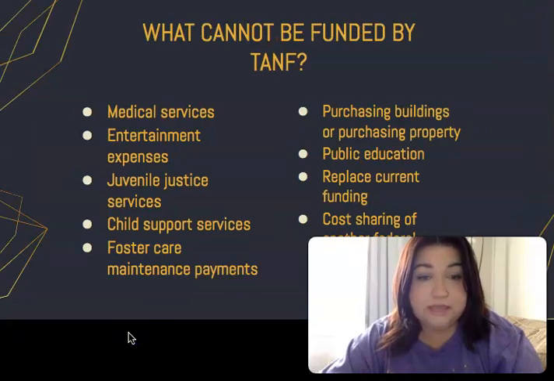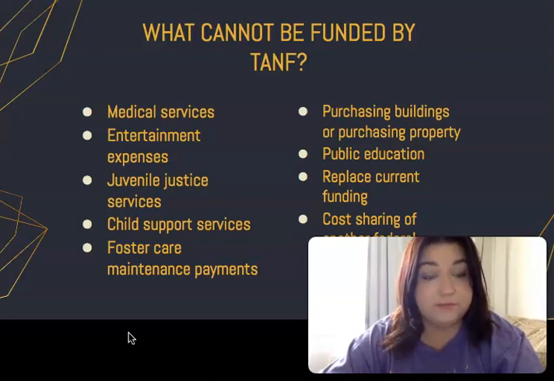So it can be used for a lot of different things like childcare and bills and things like that, but there also are a lot of things that you cannot use it for, and this is a list that I made of things you cannot use it for. So the first thing is medical services. The second thing is entertainment expenses, so like you couldn't use it to go to the movies or the pool or things like that. The third thing would be juvenile justice services.